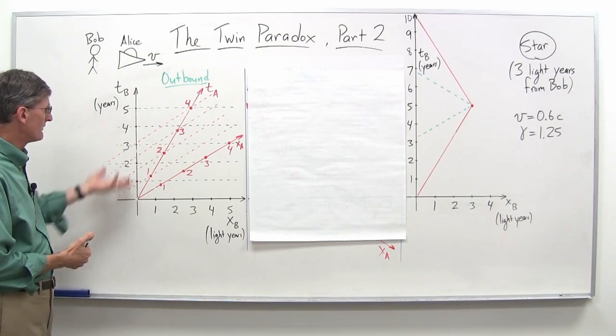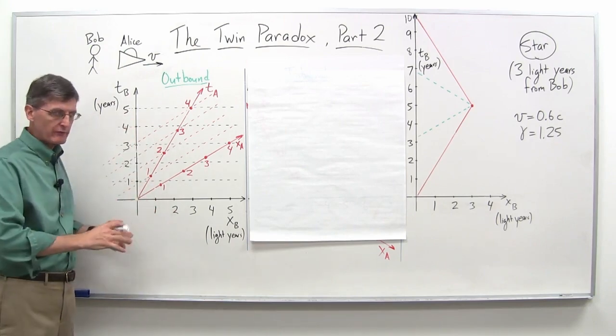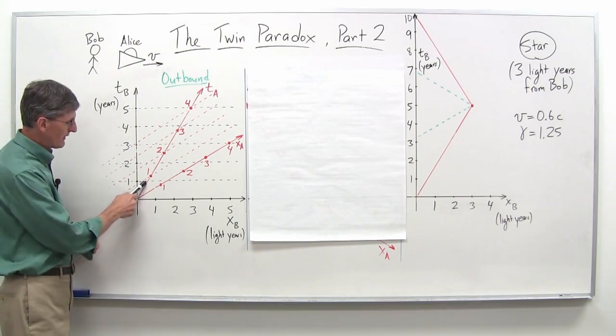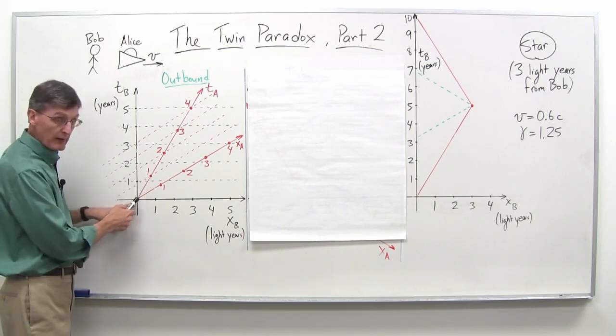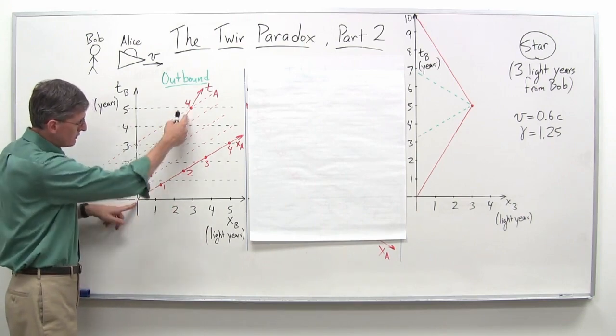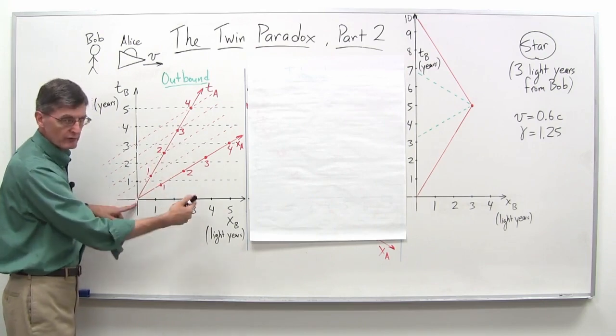So just to reiterate, the outbound trip is similar to things we've done before, but just to make sure we understand here. So here comes Alice. She's traveling along, and in Bob's frame of reference, of course, she's traveling on the x-axis here. And she gets to 3 light years out. That's where the star is. And then at that point, she's going to start her return trip.